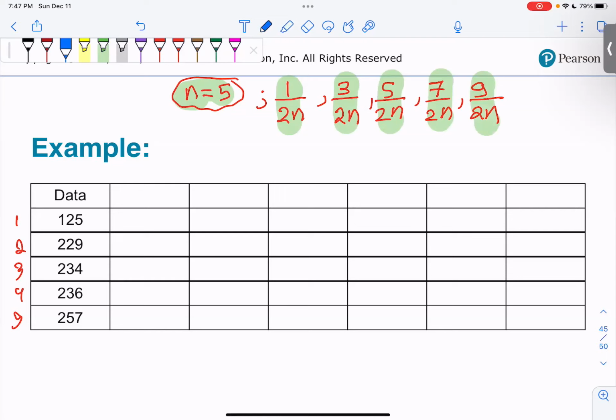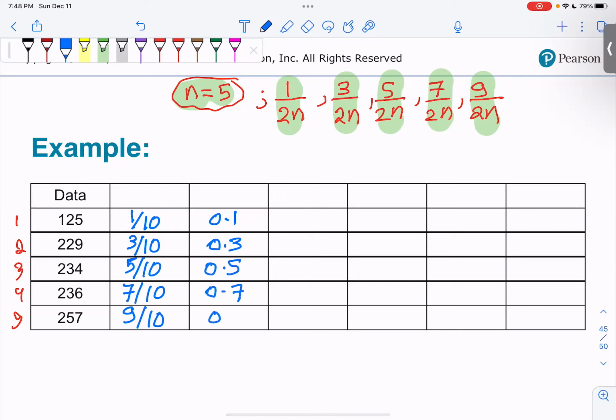So let me put them here. We have 1 divided by 2n, so n equals 5, so it will be 1 divided by 10, 3 divided by 10, and then 5, and 7, and then the last one. So this is basically 0.1, and this is 0.3, and this is 0.5, and this is 0.7, and this is 0.9. So now the next step, we will find z values, or z scores, for those.